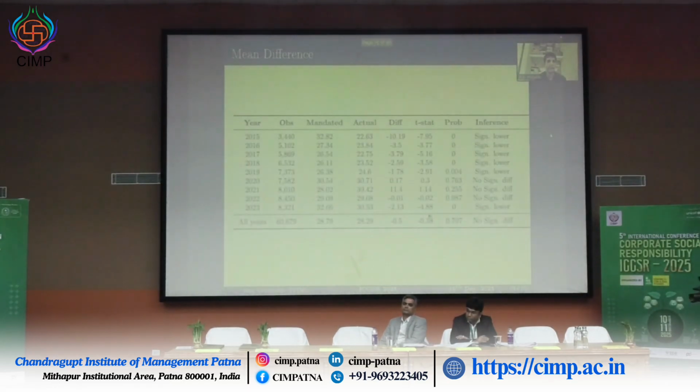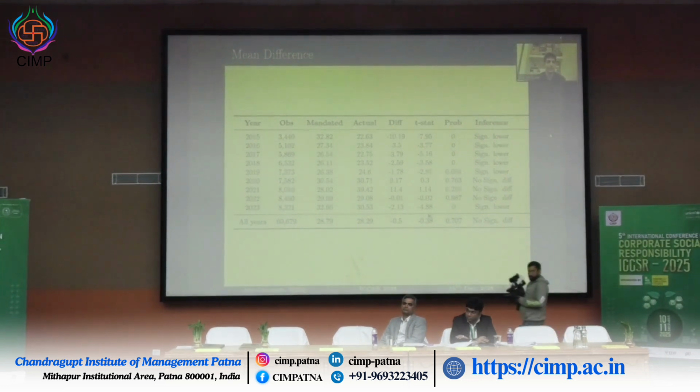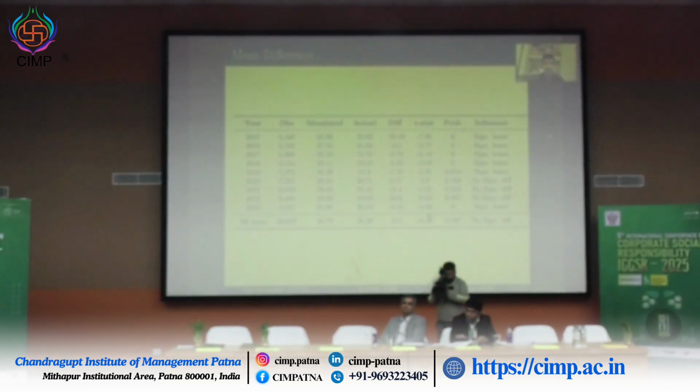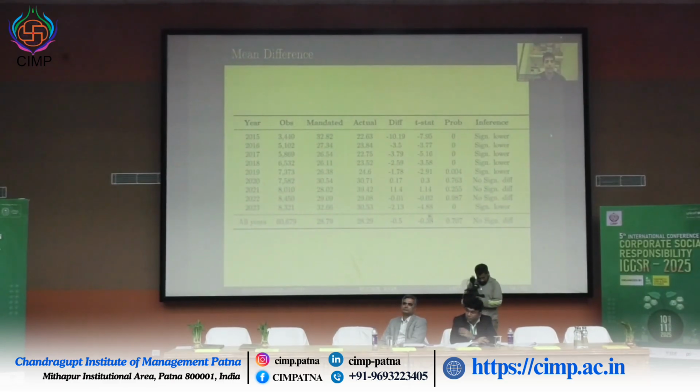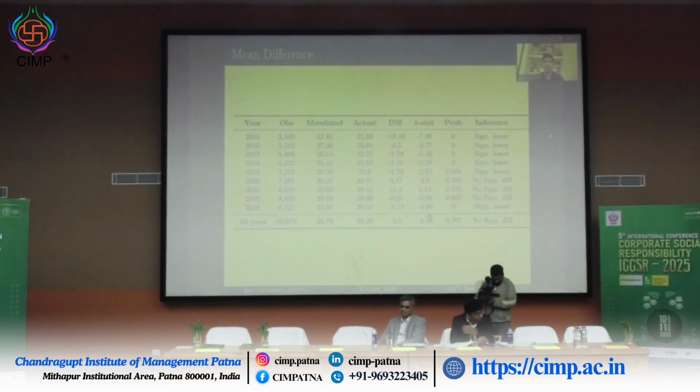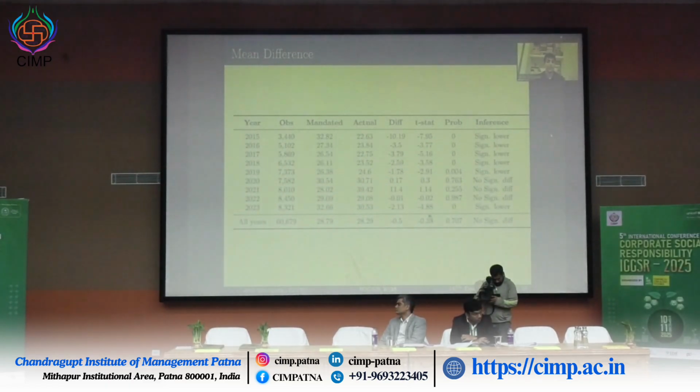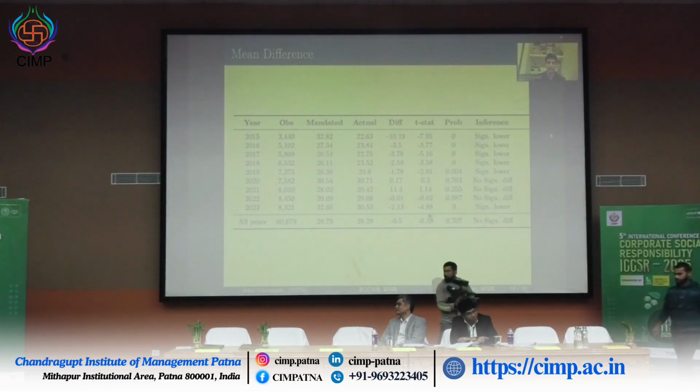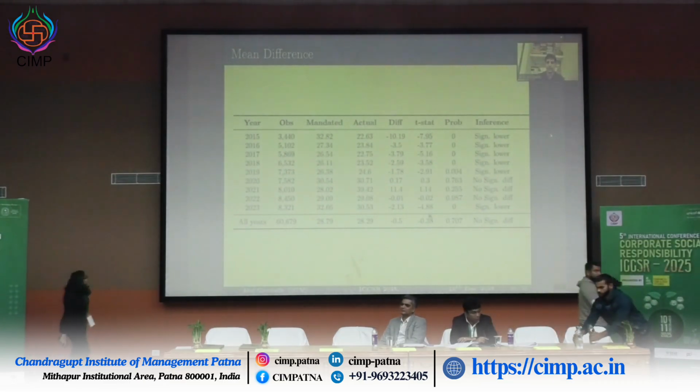So then we come to the mean difference. We see what is the mandated amount for the companies in that particular year and what is the actual amount spent by the companies in that year. When we took the t-test analysis, it's very visible. Companies are spending less than what is mandated prior to 2019, and after the 2019 and 2021 amendments, the difference has gone down, or there's no significant difference between what is mandated and what is actually spent.